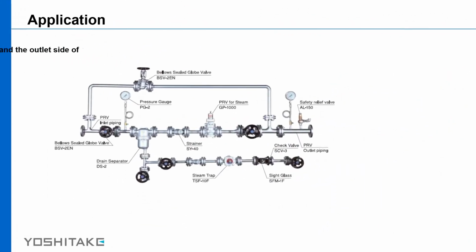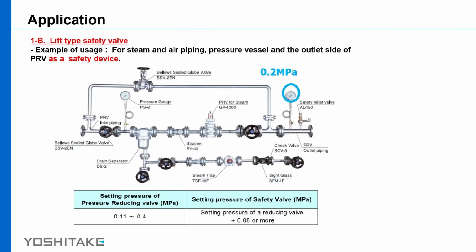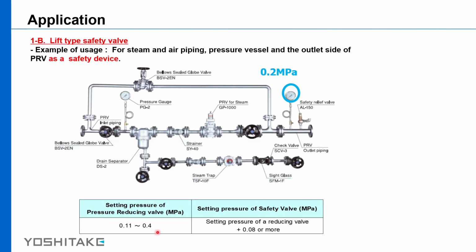This is the application of the lift type safety valve. It can be used for steam and air piping, pressure vessels, and the outlet side of a pressure reducing valve as a safety device. The set pressure of the safety relief valve is 0.2 megapascal. The setting pressure of the pressure reducing valve corresponds to the range of 0.11 to 0.4 megapascal.